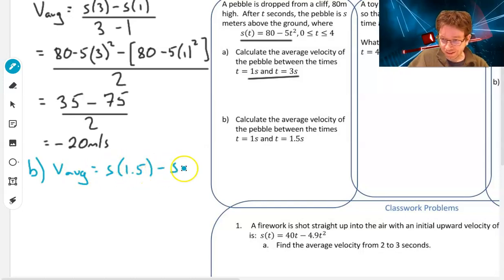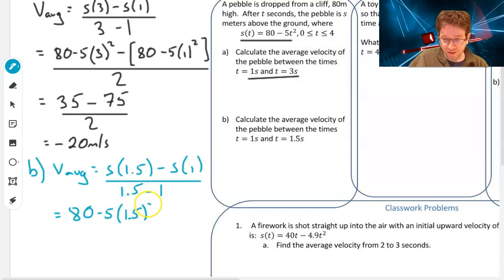So our average velocity, because it's over a time interval, will be the function at 1.5, final minus initial, the function at 1, which we already know, all over 1.5 minus 1. All right, so the function at 1.5 is 80 minus 5 times 1.5 squared, minus the function at 1, which we already calculated. It's right here, 75. All over 1.5 minus 1, which is 0.5.